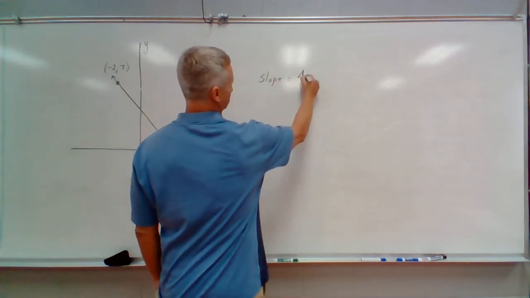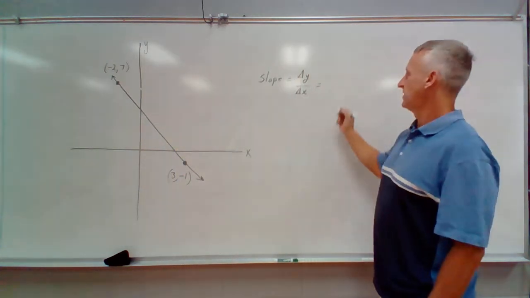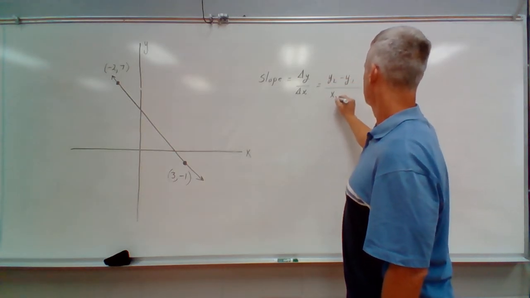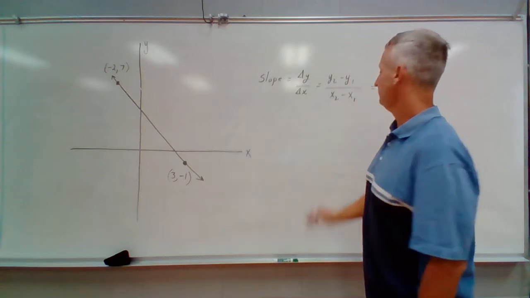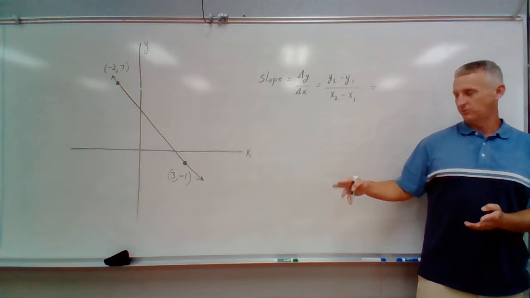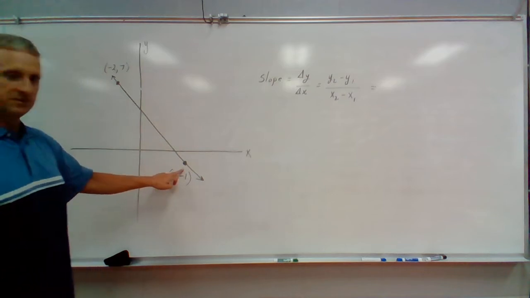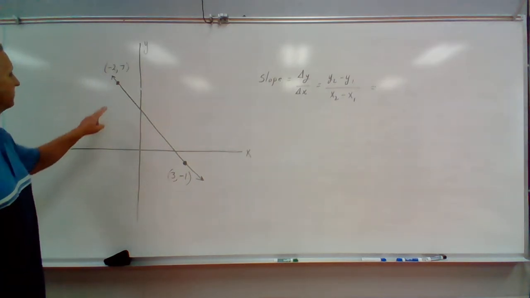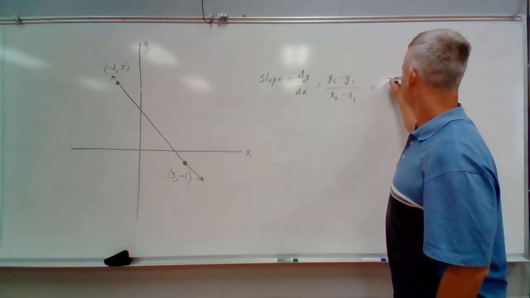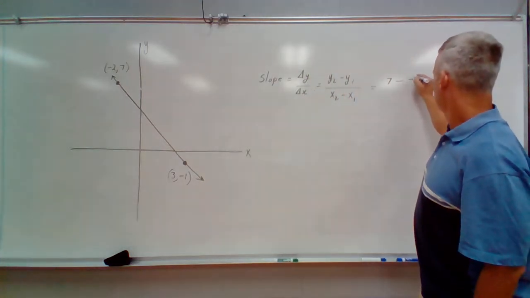is defined to be the change in y over the change in x. To find the change in y, we will do y2 minus y1 over x2 minus x1. Okay, so let's pick one point to be point number 1, one point to be point number 2, and again, it doesn't matter which one. So let's call this point 2 and this point 1. All right, so if we do point 2, point 1, we will have y2 is 7 minus negative 1.